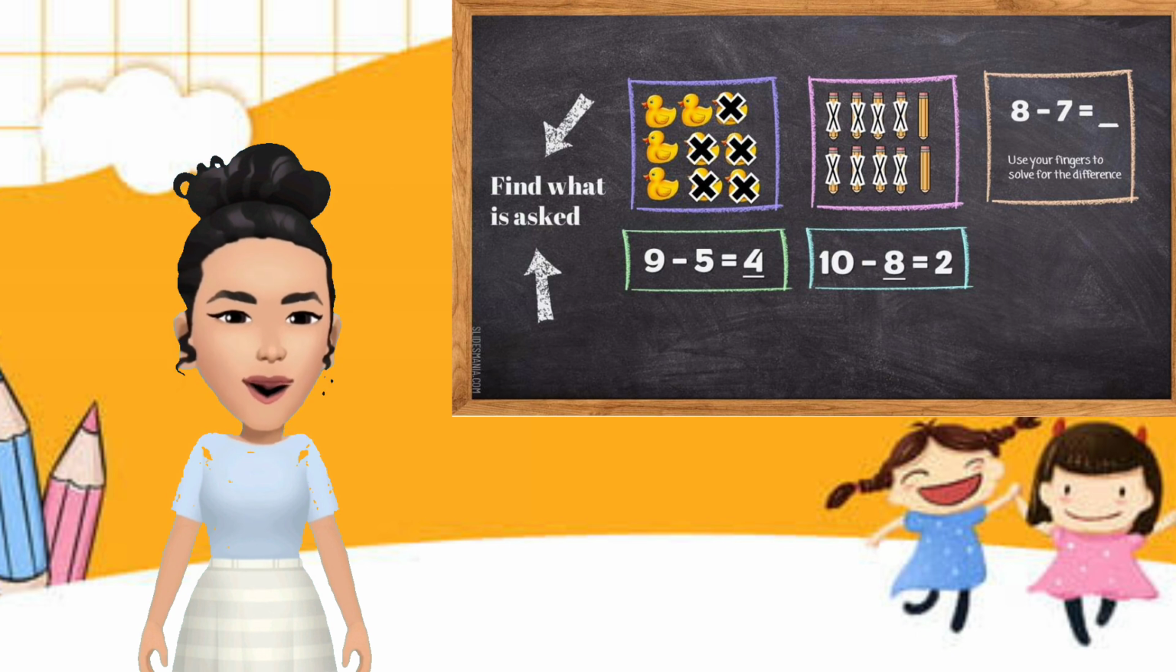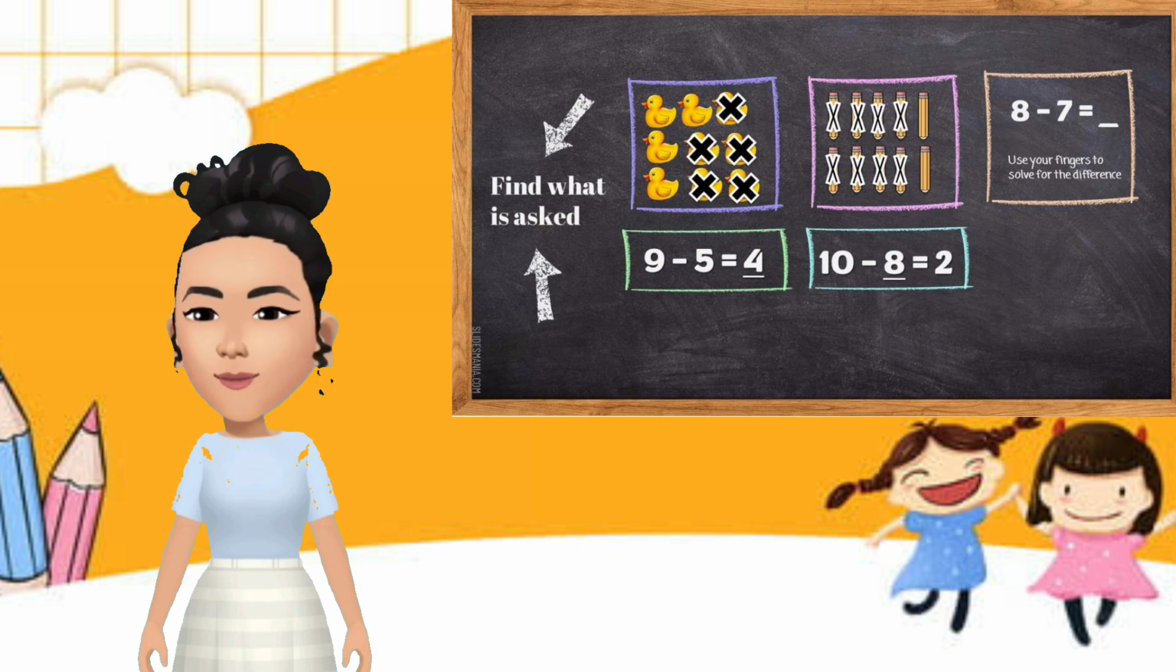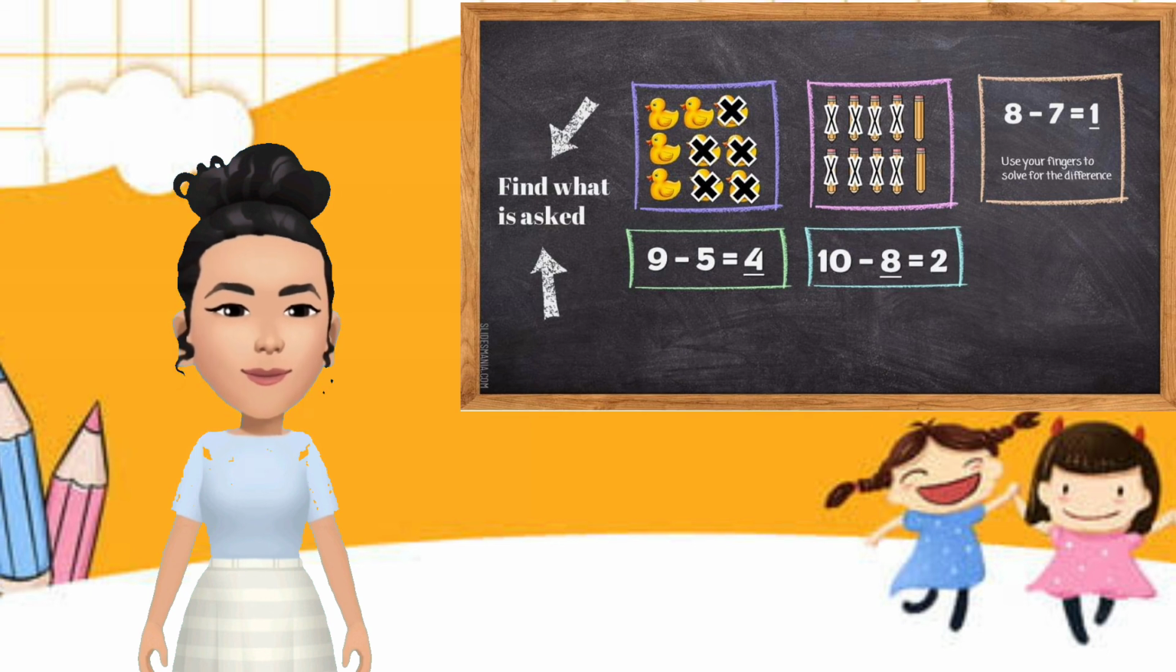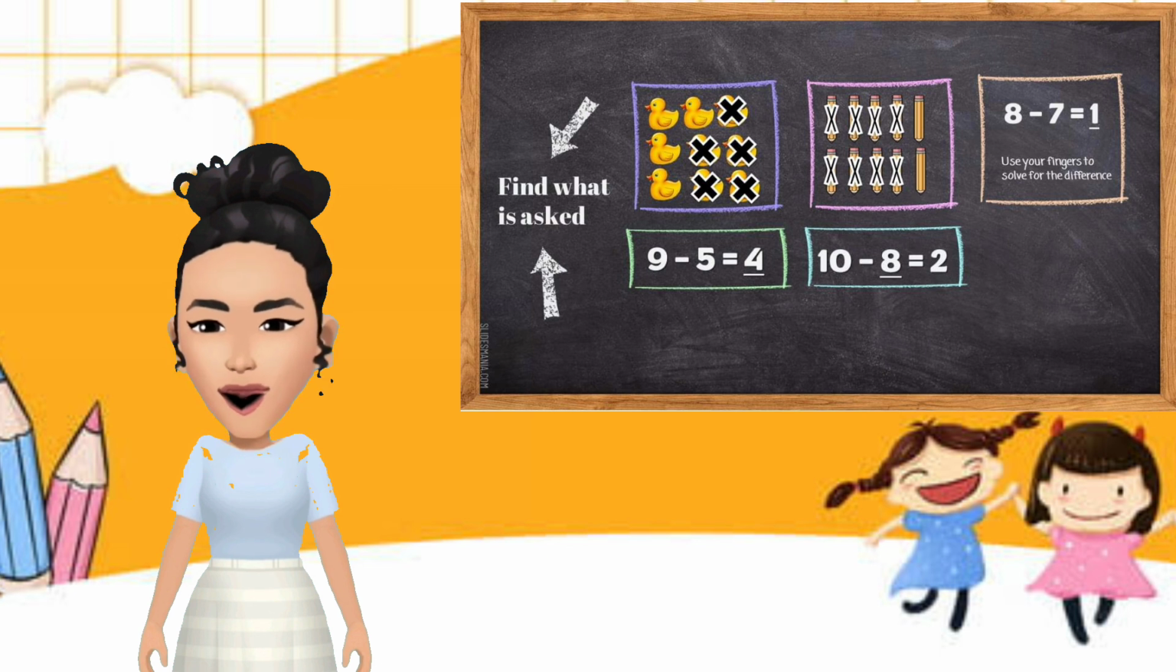Alright. And now, we will fold the fingers according to our subtrahend. What is our subtrahend? We have 7. So let's fold 7 fingers. 1, 2, 3, 4, 5, 6, 7. And what is our difference? The difference is the remaining fingers that were not folded. And how many is it? Yes, 1. Meaning 8 minus 7 is equals to 1. Very good! You are all amazing.